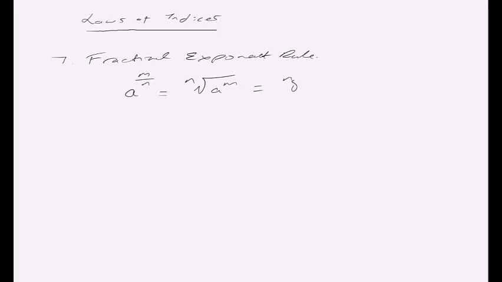And finally, number 7, which we will call the fractional exponent rule. So if you have a variable a to the power of m over n, this is the same as saying the n-th root of a to the m, which is equal to the n-th root of a, to the power of m.